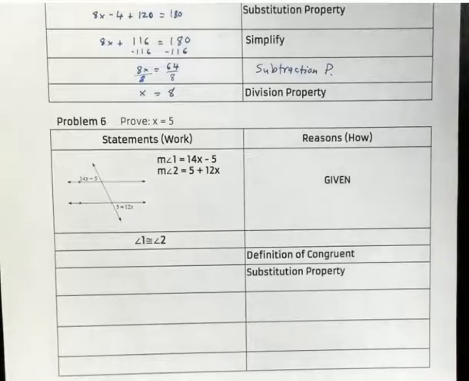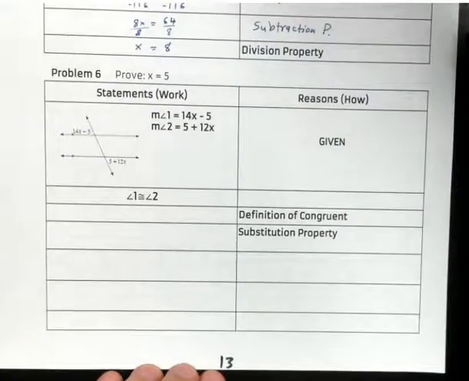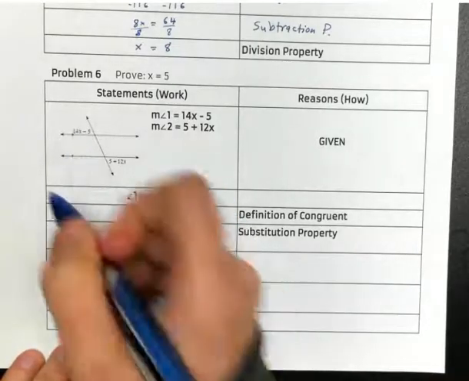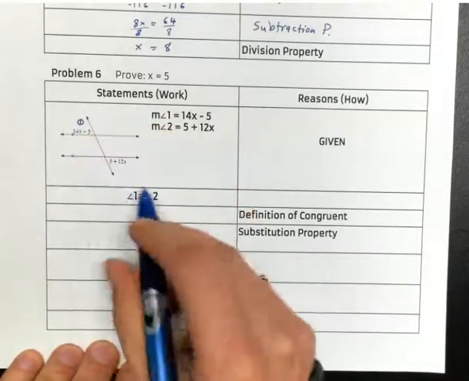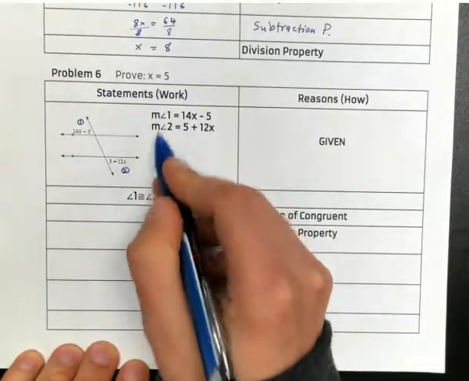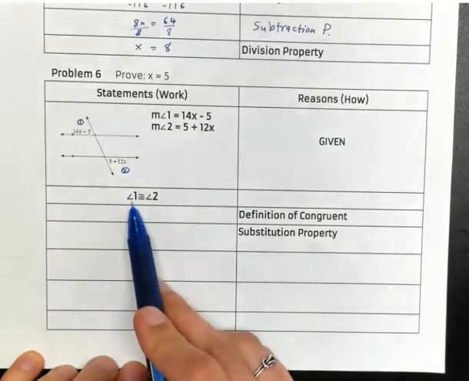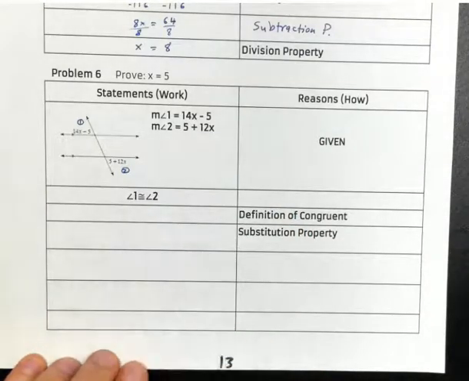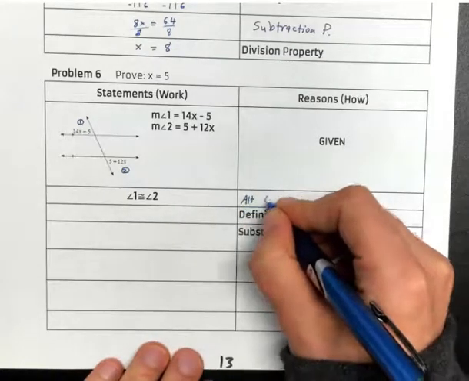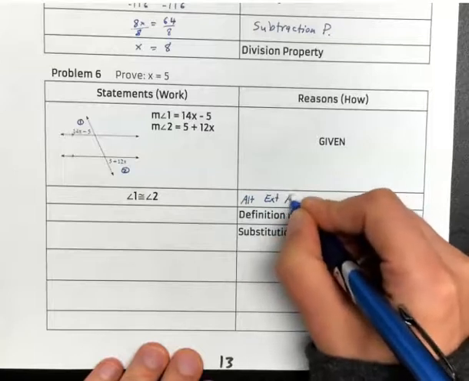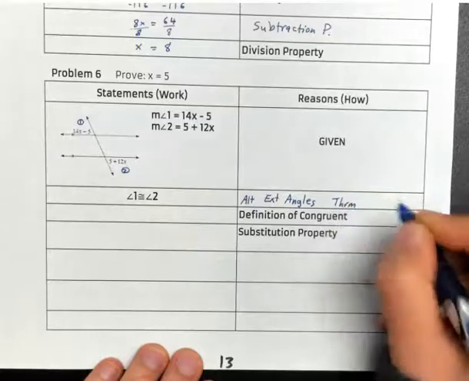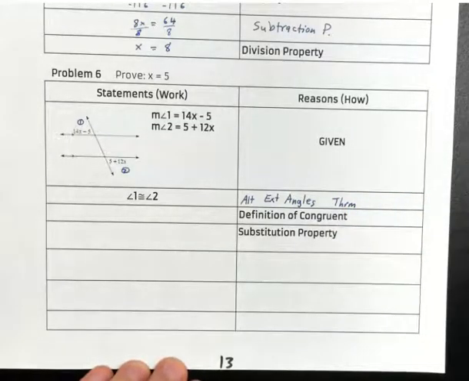Alright, next we have this is angle 1. And this is angle 2. I know that because it describes it right there. First thing, I have angle 1 is congruent to angle 2. How do I know? Well, they're alternate exterior angles. And I'm going to put that theorem there. So alternate exterior angles theorem.